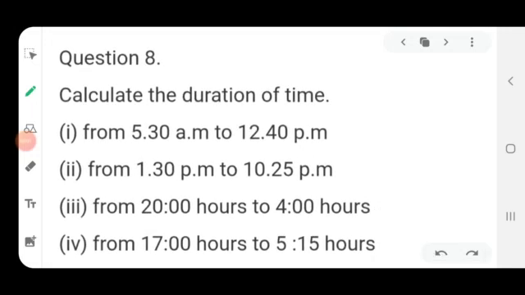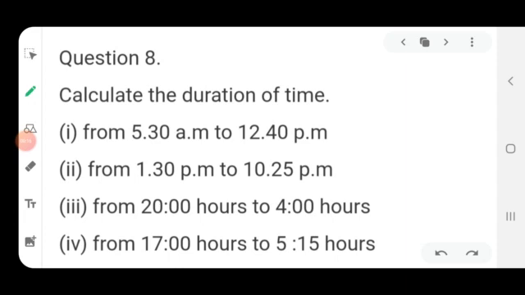Good morning everyone. Now we are going to see exercise 2.2 question number 8. Calculate the duration of time. They have given 4 subdivisions to us. First one we are going to see now: from 5:30 am to 12:40 pm.